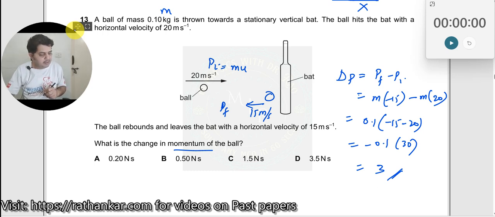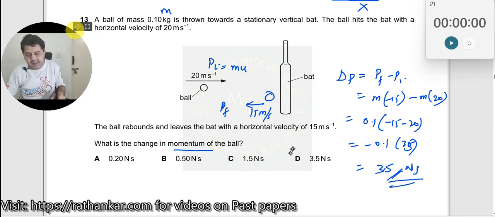No, wait, 15 plus 20, sorry, this is 35. So this should be 35 multiplied by 0.1, which is 3.5. So this is 3.5 Newton seconds. The answer is D over here.